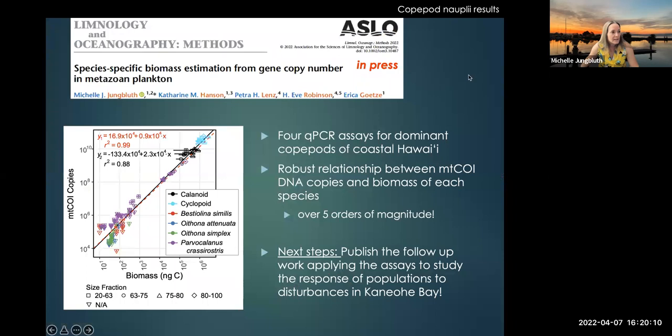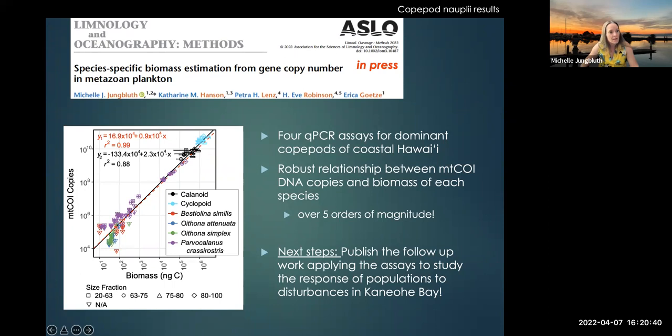And more recently, I have a paper currently in press where we designed 3 additional assays for the other 3 dominant species in the South Bay, and characterized the biomass to copy number relationship, and found that there was a robust relationship between DNA copies and biomass of these species over 5 orders of magnitude. From single animals it gets a little fuzzy, but up to mixed samples, it worked very nicely.